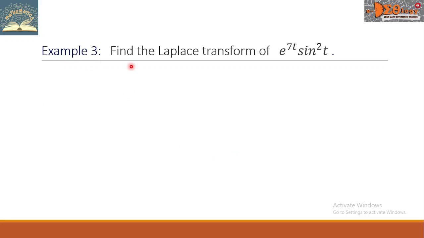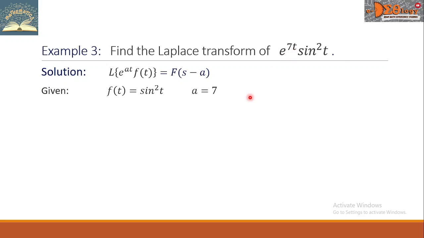Example number 3, find the Laplace transform of e raised to 7t times sine squared of t. The form is L of e raised to at times f of t. Then we collect the corresponding values in the given, which means f of t is equal to sine squared of t, and the a is equal to 7. In the final answer, we will have the function capital F with respect to s minus a.